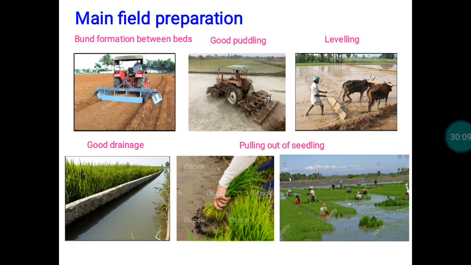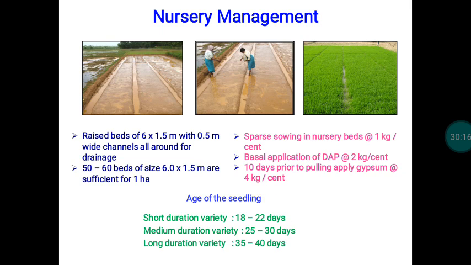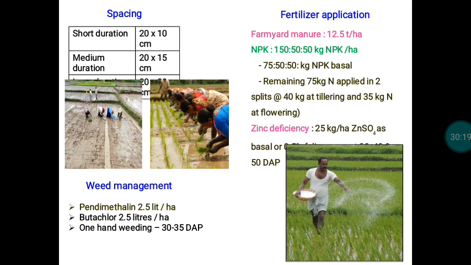Once the land is prepared, we can go for pulling out the seedlings from the nursery. Manually we have to pull out the seedlings from the nursery, then we can go for transplanting. In the case of transplanting, we can follow line planting. Line planting is recommended. We have to follow line planting, and the spacing also you have to follow optimally.